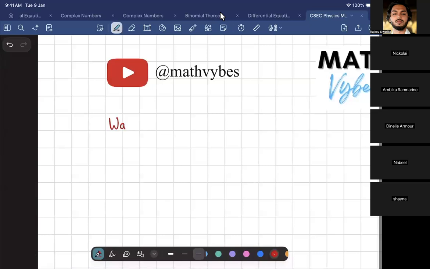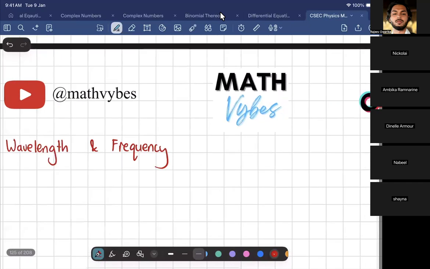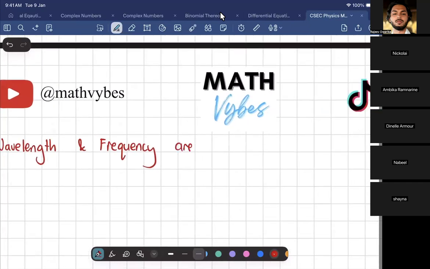Right? So wavelength and frequency are inversely proportional.